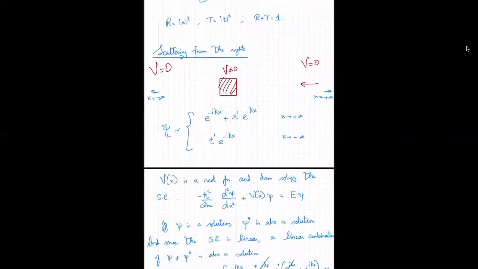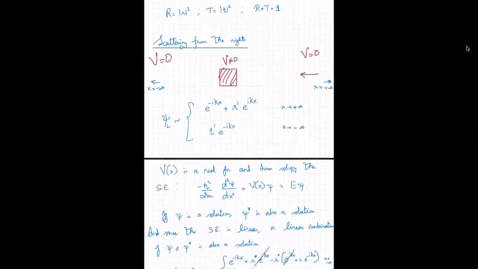If I look at the scattering from the right picture, I have an ingoing wave that is traveling towards the left, towards the potential, right? This is the e to the minus ikx part. And there are again two outgoing waves, one traveling towards the right, which is the r prime e to the ikx part, and one traveling to the left, which is the t prime e to the minus ikx part.